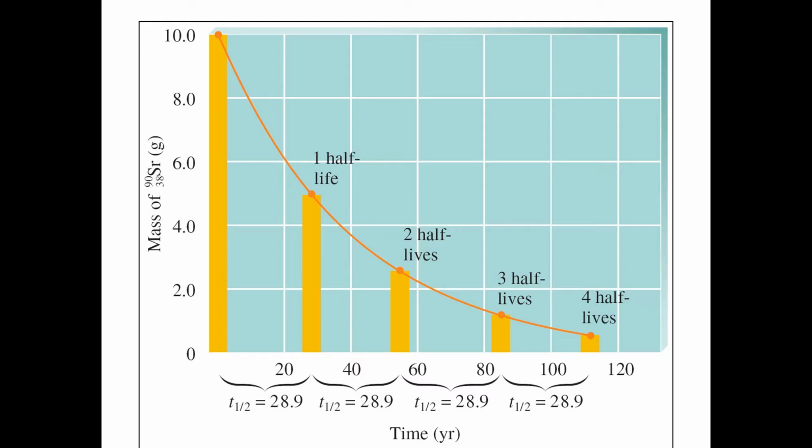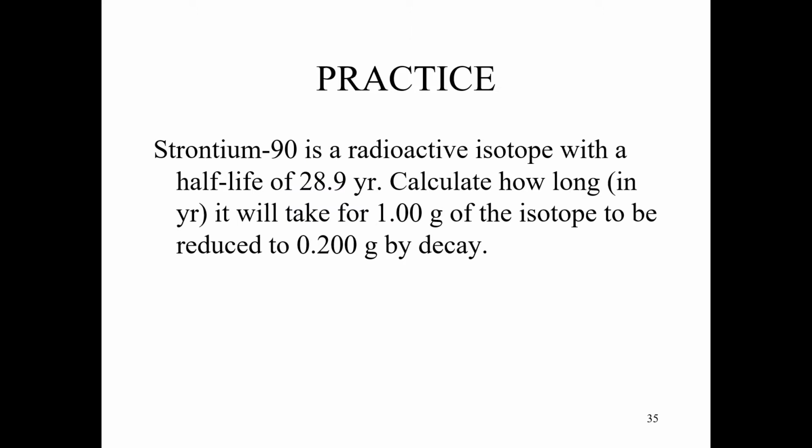So you can see how we've done this before, so it's a way of counting. In this case, we're going to calculate how long in years it will take for 1.00 grams of the isotope to be reduced to 0.200 grams by decay. So let's go to our document scanner here to solve this problem.